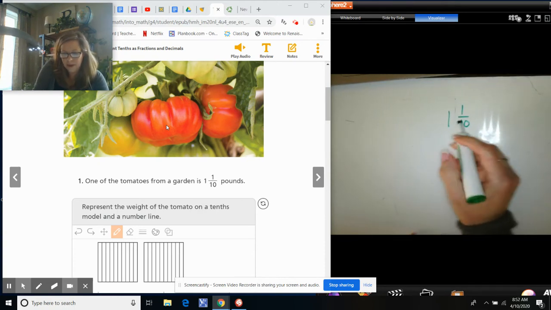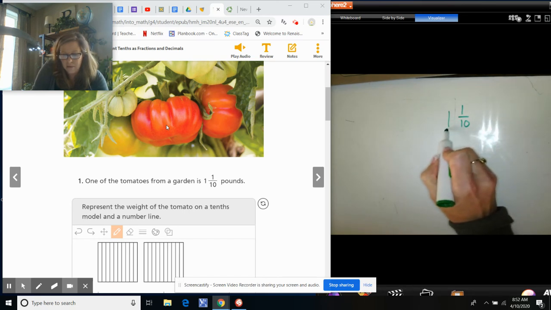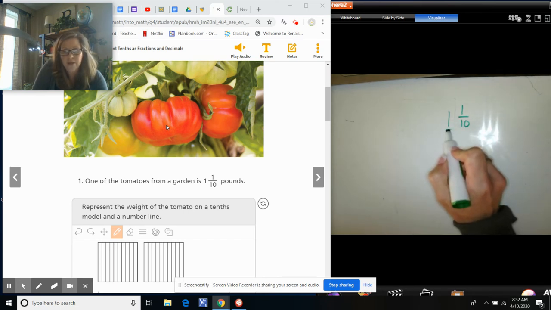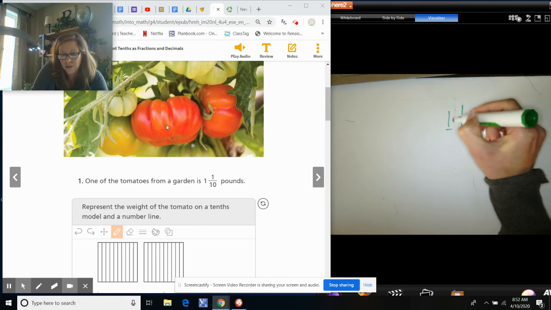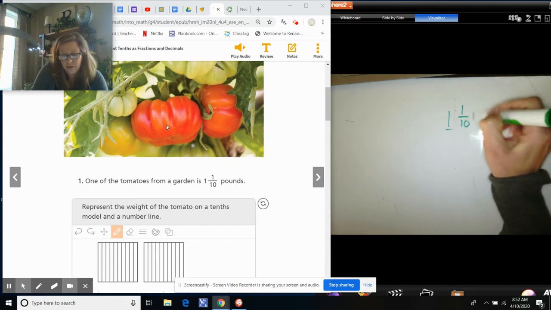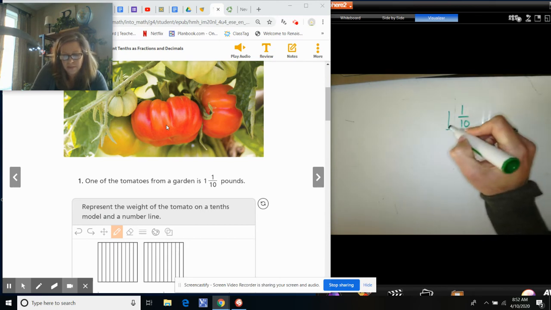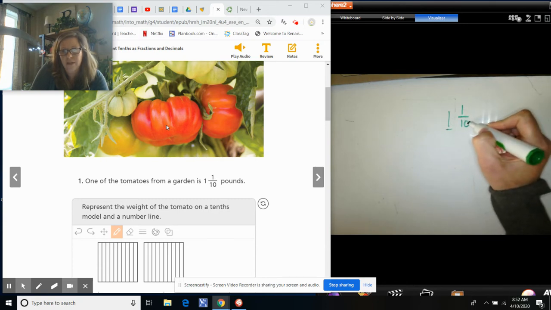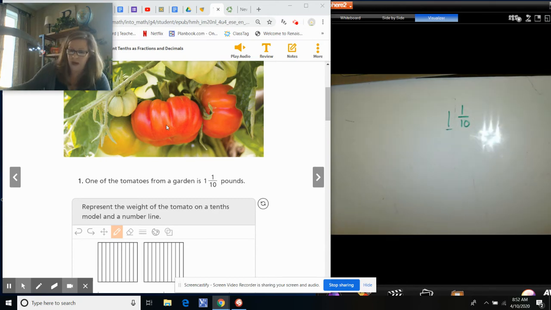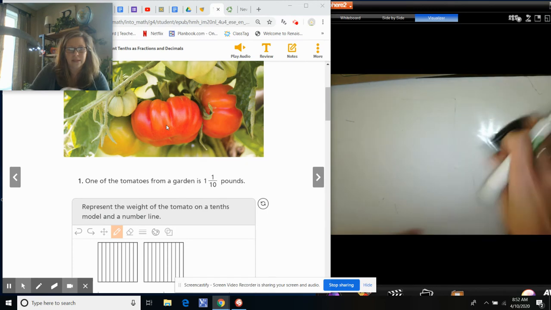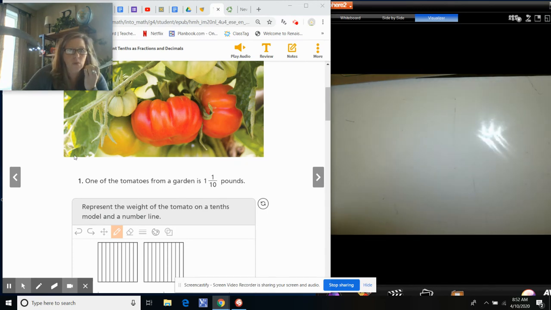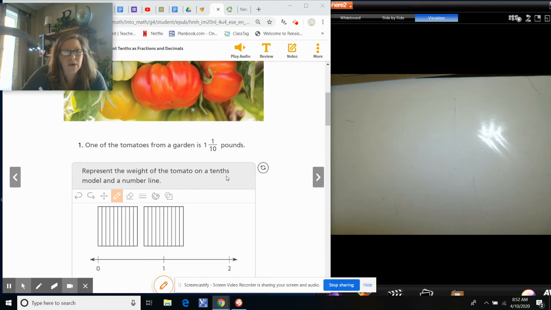And a mixed number is talking about the mixing of whole numbers, which the 1 is your whole number, and fractions or decimals, both the same now. So this here is a fraction. It's a mixed number. It's a mixing of whole numbers and fractions. So we have 1 1/10. Let's see what they want us to do with that 1 1/10. It says represent the weight of a tomato on a tenths model and then on the number line. Okay, we can do this.